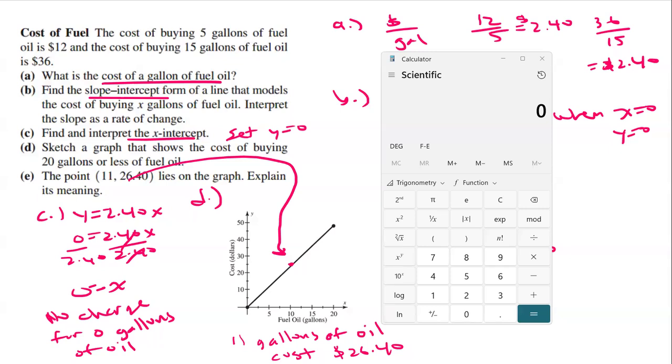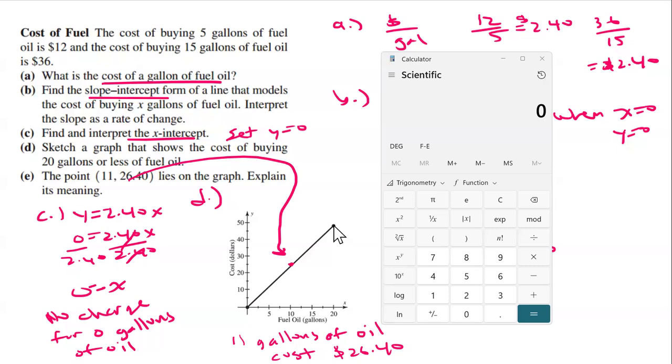Okay, I want to expand a little bit on D real quick. I'm giving you the graph here, but how do they get the graph? Well, we know that the y-intercept starts at (0, 0). There's no starting cost or anything like that. We just know that the rate is going by $2.40 per gallon. So that's why it's at (0, 0).